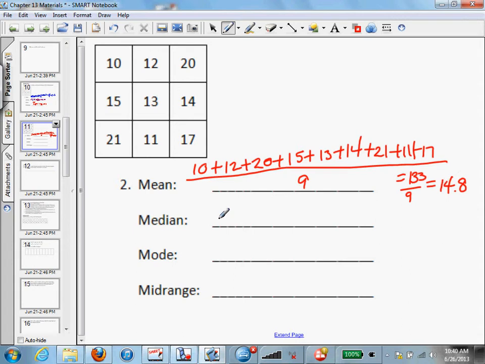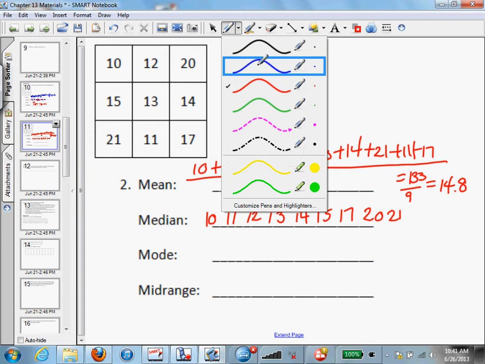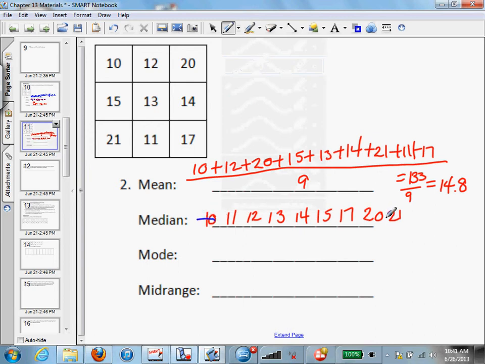Okay, to work with the median, let's line these up smallest to largest. So we have 10, 11, 12, 13, 14, 15, 17, 20, 21. Now crossing off for these would be the first and last, second, second to last, third, third to last, fourth and fourth to last, and 14 is the median for this case. To look for the mode, it's the number that appears most often, and as you may see, no number repeats itself, so no mode.